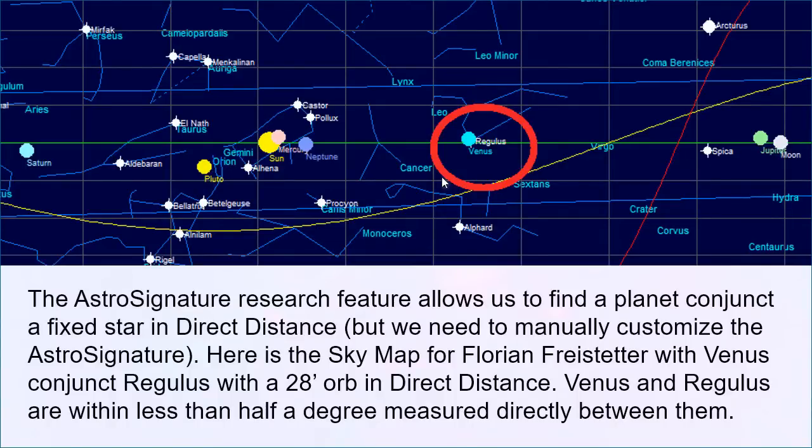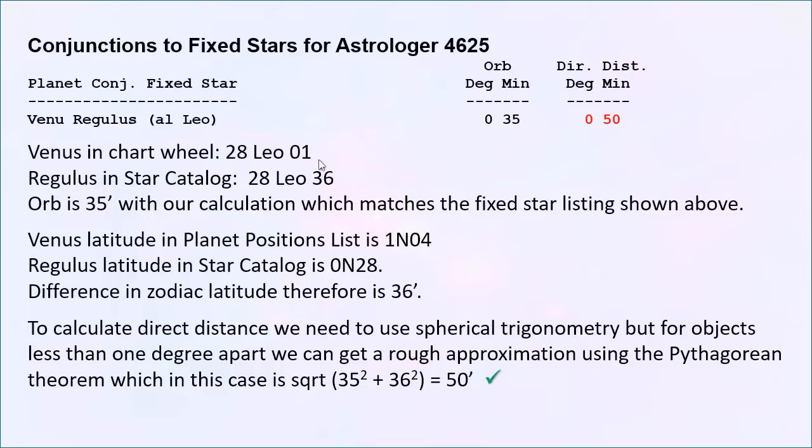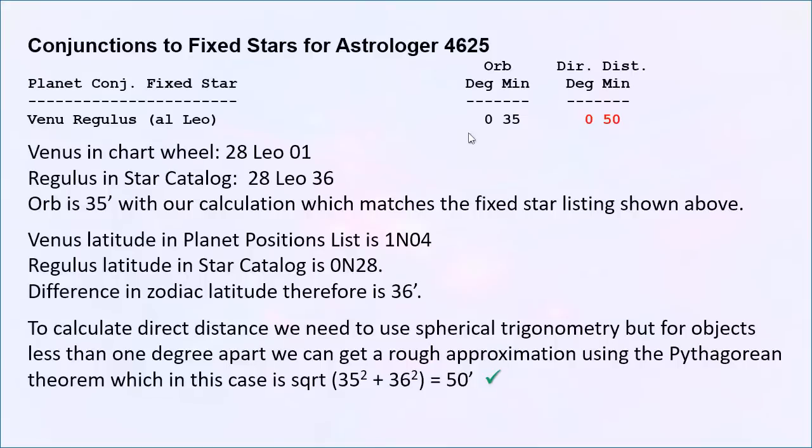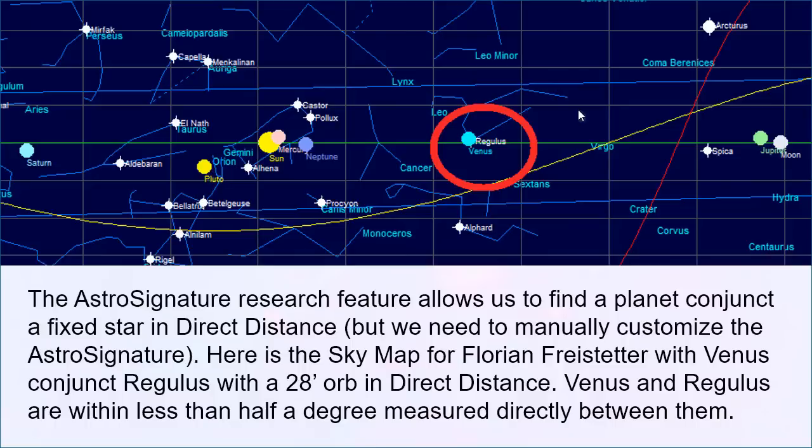And this is what it looks like for, let's see, this is the Venus Regulus. This is for Astrologer 4625. We've zoomed in a little bit here on the map so you can see it more clearly. Look at Venus and Regulus. Wow. Venus is this light blue circle, and the dot of Regulus is covered by Venus. They're so close to each other. How close are they? They are 50 minutes, a little less than 1 degree.